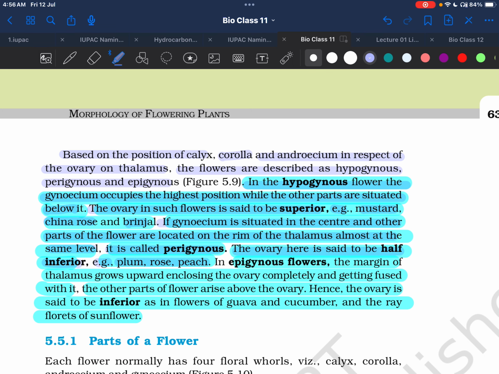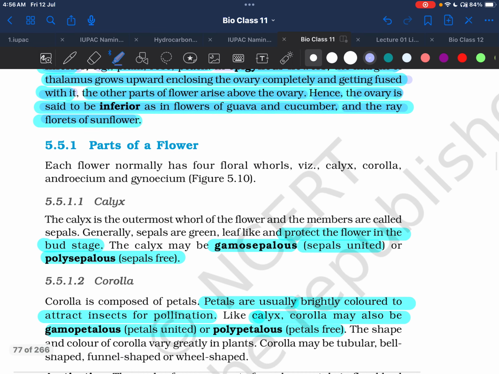Example: plum, rose, peach. In epigynous flowers, the margin of thalamus grows upward, enclosing the ovary completely and getting fused with it. The other parts of the flower arise above the ovary, hence the ovary is said to be inferior, as in flowers of guava and cucumber, and the ray florets of sunflower.